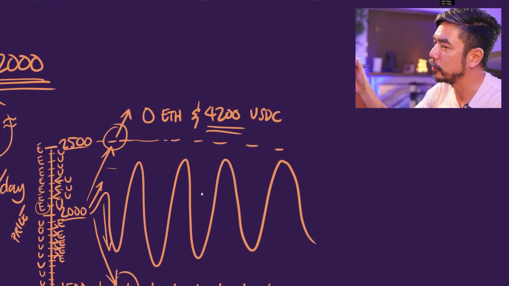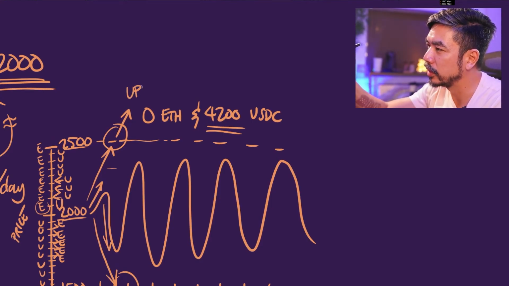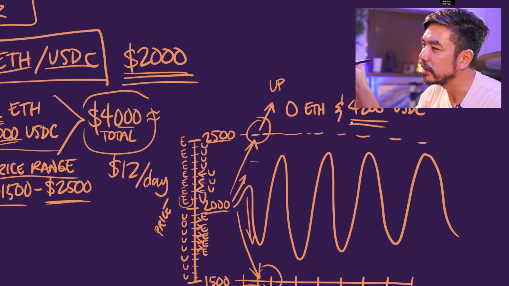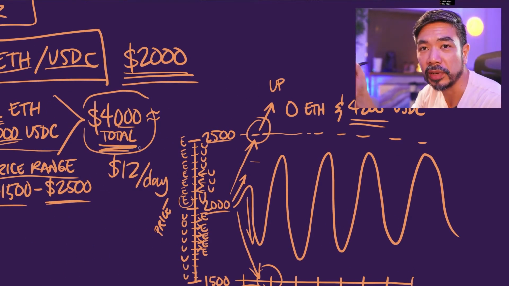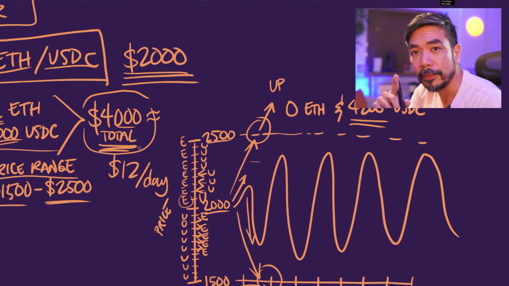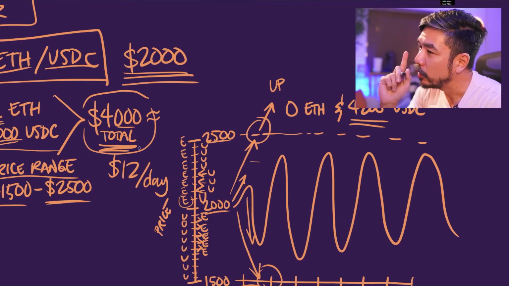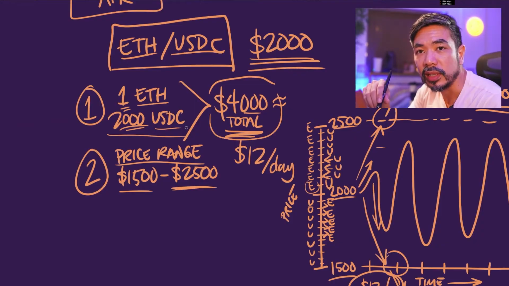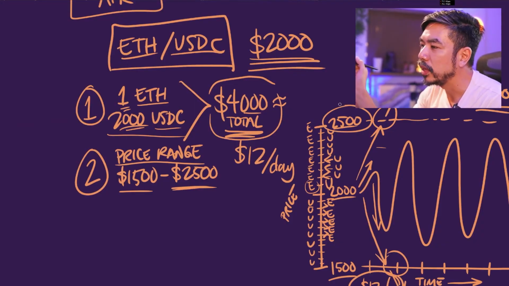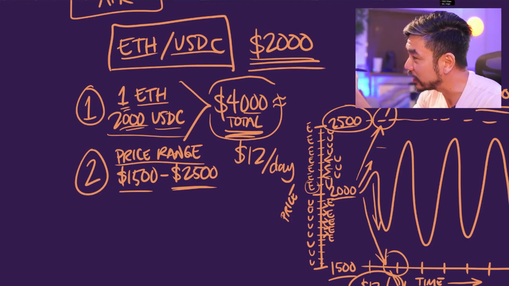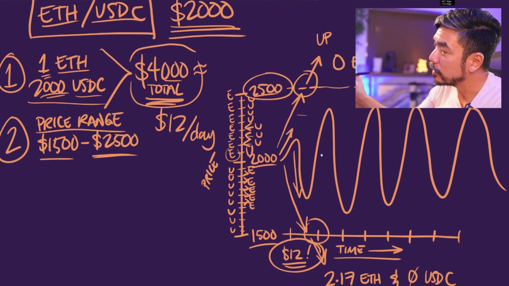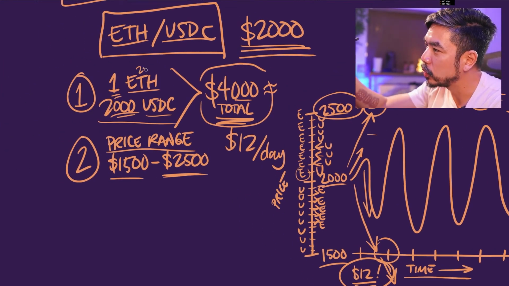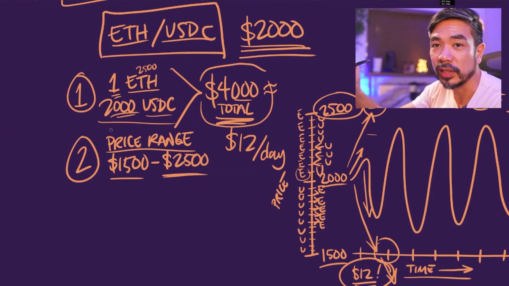Actually, let's discuss the top one here first, right? So the up scenario. You might look at this and say, well, it's 4,200 USDC. I started with 4,000, so actually I'm up by $200, right? And you're right, you are up by $200. However, let's remember that you started with 1 ETH and 2,000 USDC. Remember that in this scenario, ETH is now worth $2,500. So that means that if you had not put your money into this whole pool, you would have 1 ETH that was worth $2,500 and you would have $2,000.